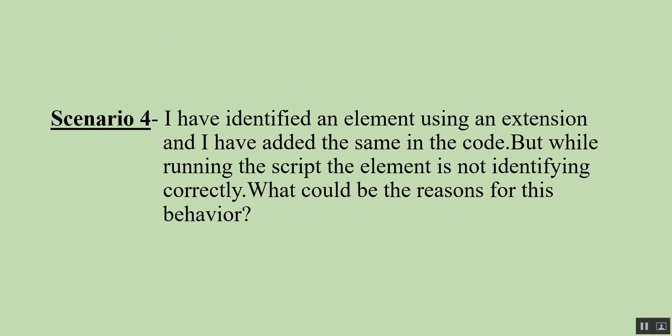And the fourth scenario. I have used an extension in Firefox and found an element using the extension, and I use the same locator in the code. But while running the script, the element is not getting identified correctly. So what could be the reasons you can think of from this scenario? You might know what could be causing this issue, so we are asking you to tell us some of the reasons for this behavior.